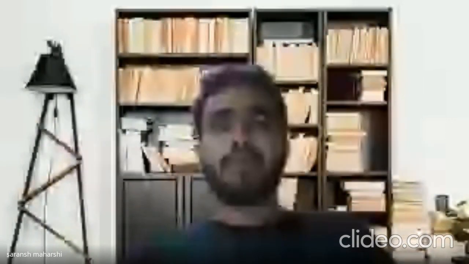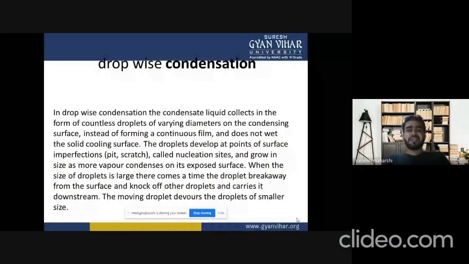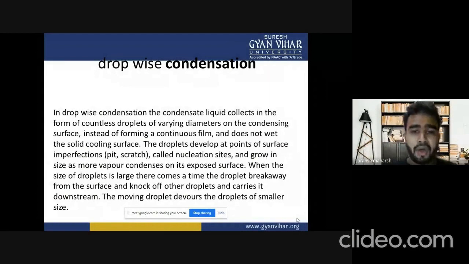Now, we will discuss dropwise condensation. In dropwise condensation, the condensate liquid forms as countless droplets of varying diameters on the condensing surface. Instead of forming a continuous film, it does not wet the solid cooling surface. The droplets develop at points of surface imperfections like pits and scratches, which act as condensation sites, and grow.